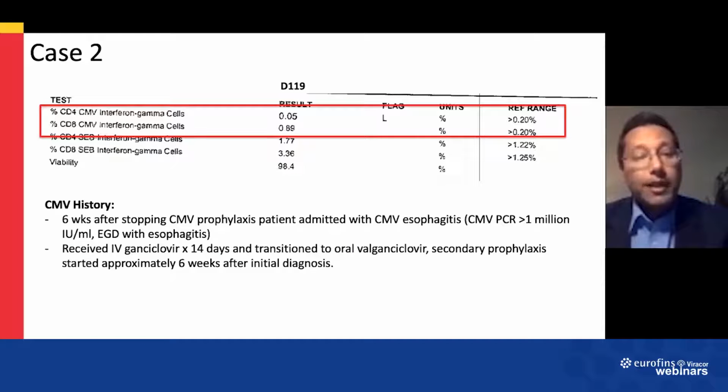Unfortunately, 6 weeks after stopping her prophylaxis, she was admitted to our institution again with CMV esophagitis. And at this time, her CMV PCR results were over 1 million copies. She had an EGD, which confirmed the presence of esophagitis. She again was treated with IV ganciclovir for at least 14 days, after which she was transitioned to oral valganciclovir, given improvement in her symptoms, and then eventually transitioned to secondary prophylaxis, which started approximately 6 weeks after her initial diagnosis.